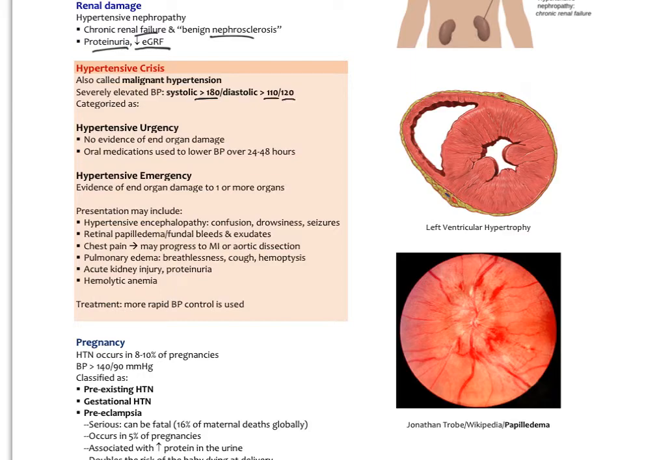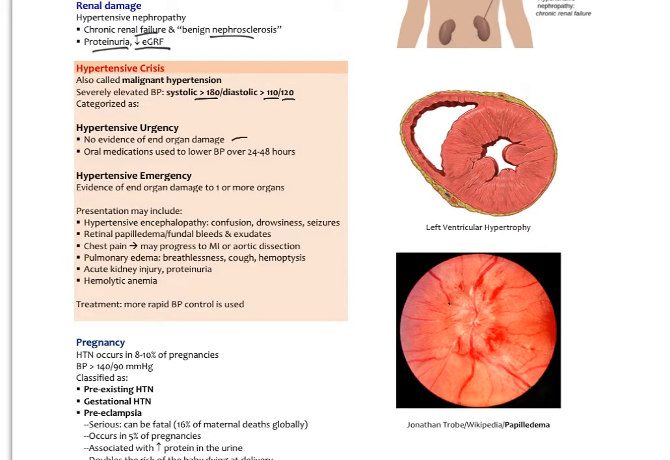Some sources say 120. We usually use 110 to be more conservative. And we can classify this into two types. So hypertensive urgency: there is no evidence of end organ damage. Basically, there are no signs of kidney problems. In the eye, we're not seeing any changes on the retina exam, called fundoscopy. Here's actually an evidence of papilledema, but we can see all sorts of changes in the blood vessels of the retina in malignant hypertension.